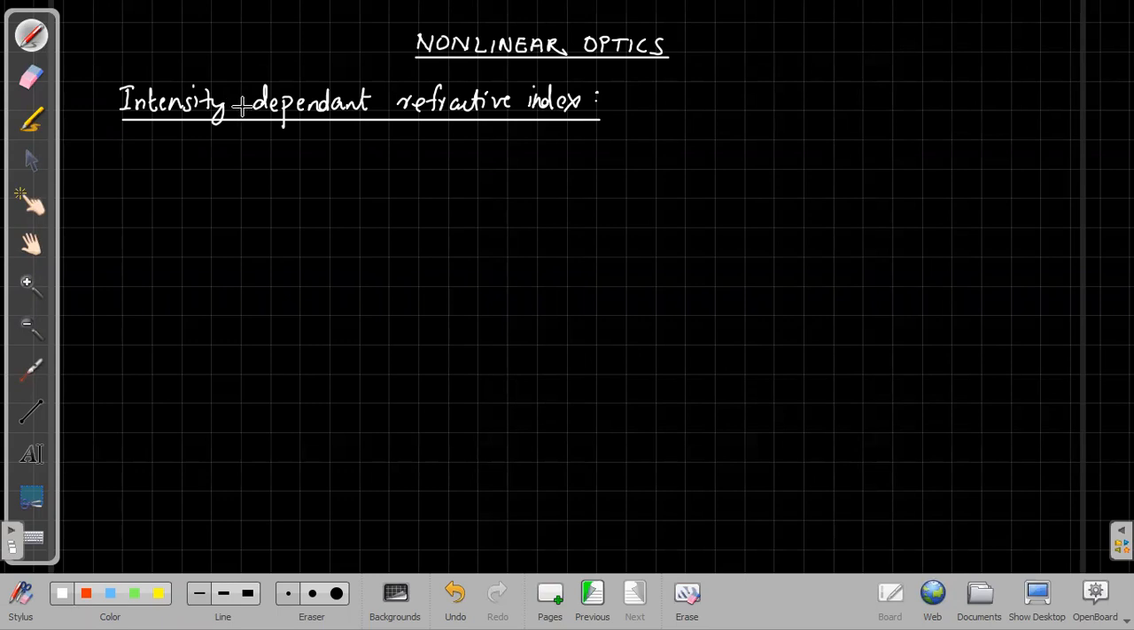In this session, we'll be discussing the intensity dependent refractive index. Before going to the explanation of the intensity dependent refractive index, we can first start with the refractive index of linear media. Let us review what is meant by the refractive index of linear media.